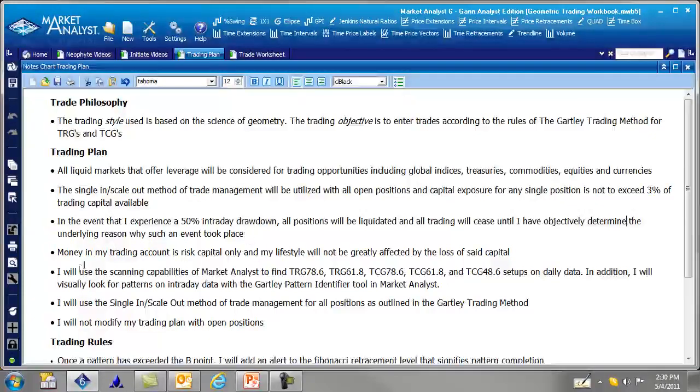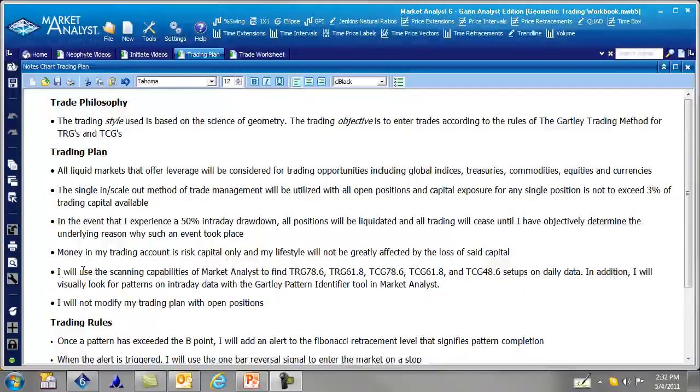The next point is money in my trading account is risk capital only, and my lifestyle will not be greatly affected by the loss of said capital. So I think we all know this. We've heard it. If you open up any account, trading and speculating in the financial markets should be only reserved for your risk capital. So make sure that that's the case.